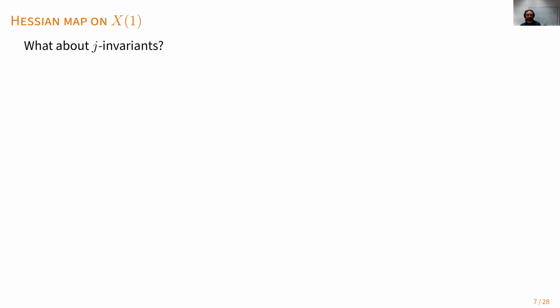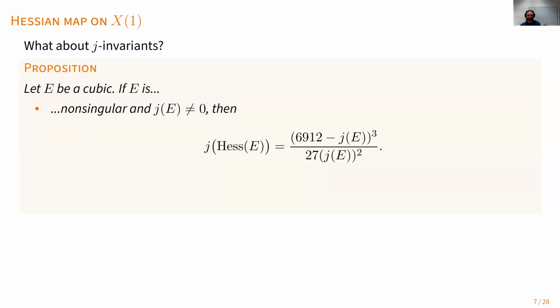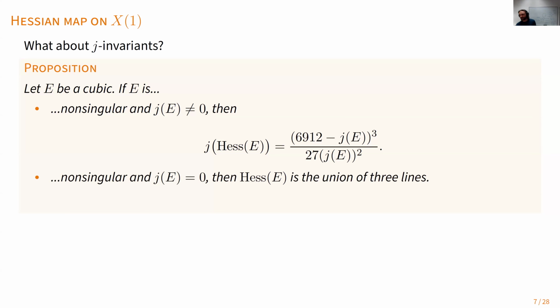So if we look at the level of j-invariants, the good news is that the Hessian does not depend on the representative of the isomorphism class you pick. And therefore, the j-invariant of the Hessian of an elliptic curve depends only on the j-invariant of the starting elliptic curve. And this is exactly the formula that I wrote here. There is only one special case in which the Hessian of an elliptic curve is not an elliptic curve anymore, and this is the case of j-invariant 0, in which case one can directly check that the Hessian is the union of 3 lines, so it's highly degenerate.